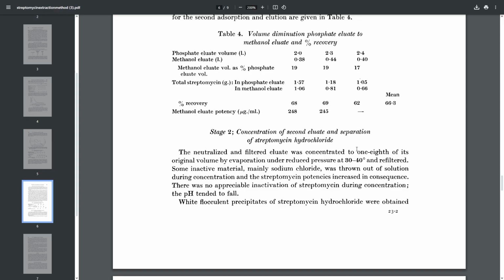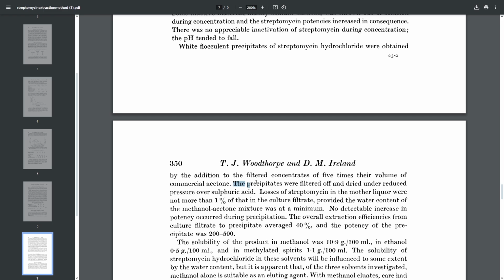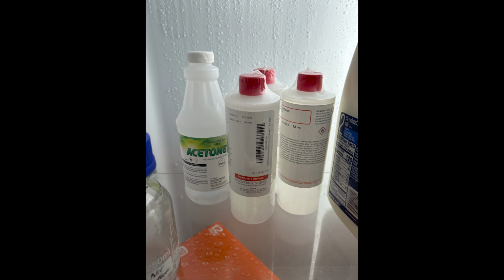This time, however, I'm not reducing to 1/8 its original volume, and I'm not filtering it off, because those were just designed to save solvent and weren't actually necessary. So I bought 3 extra bottles of acetone, so I could have extra for the precipitation, so instead of filtering it off, I could use separatory funnels.